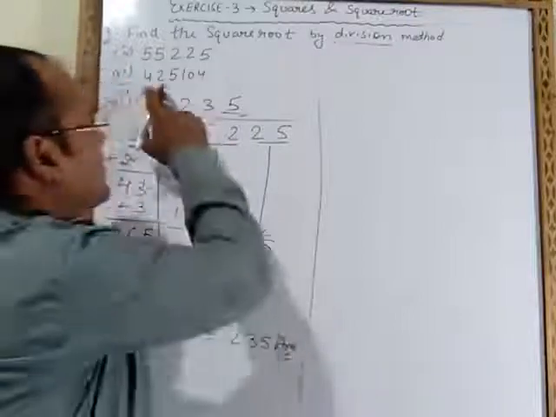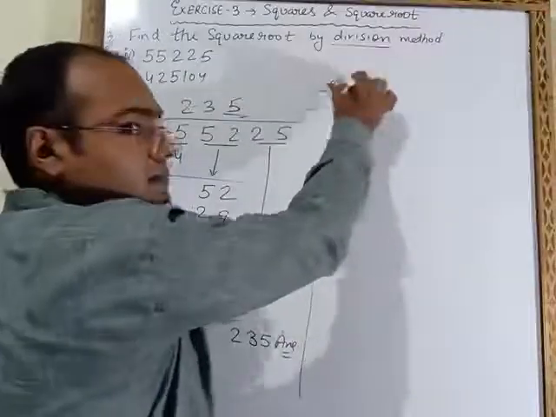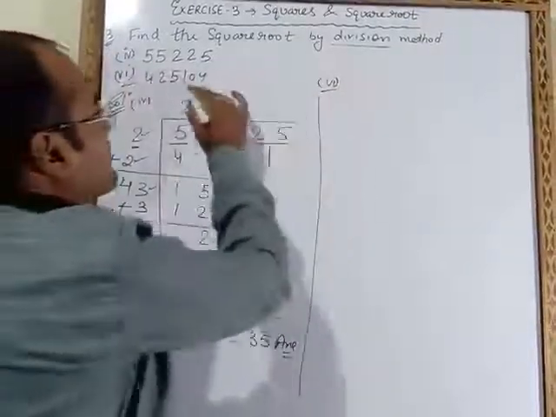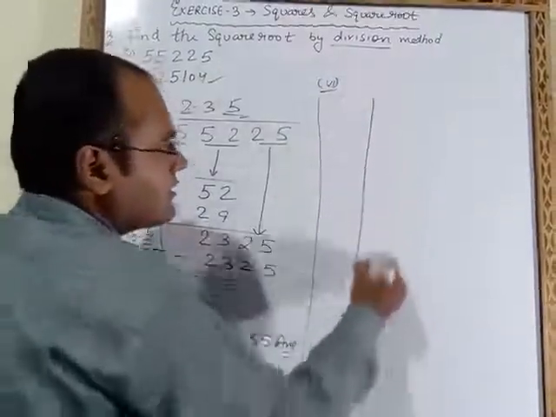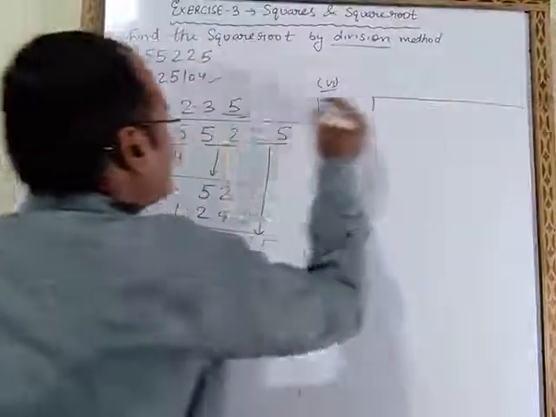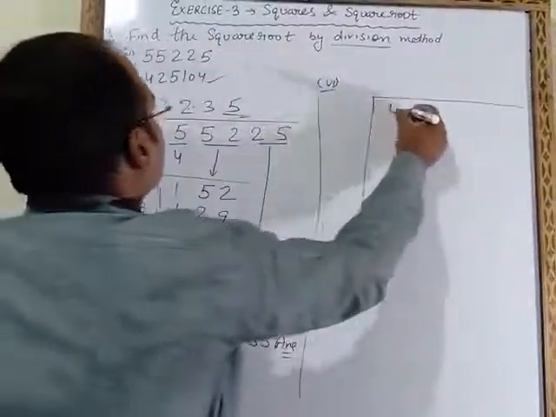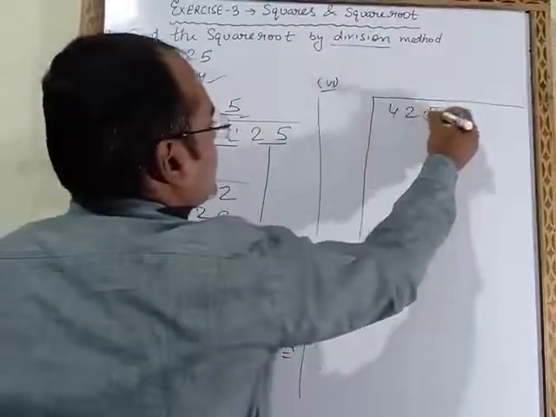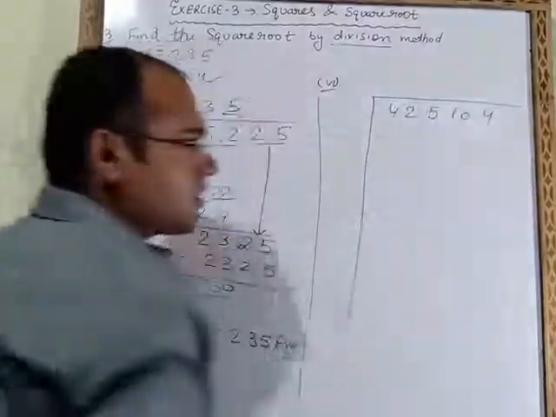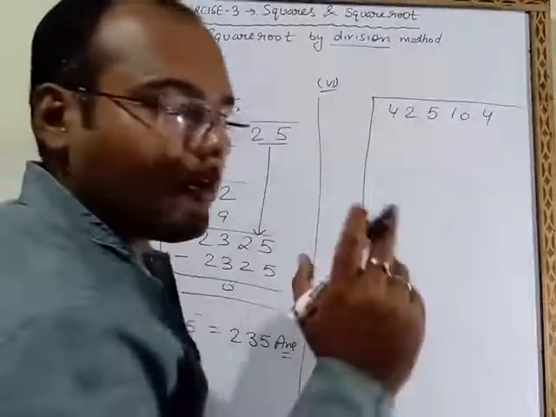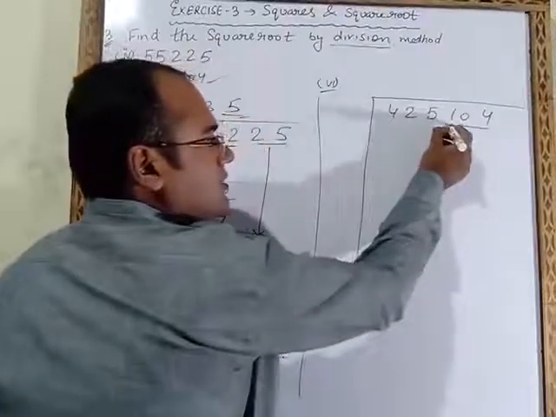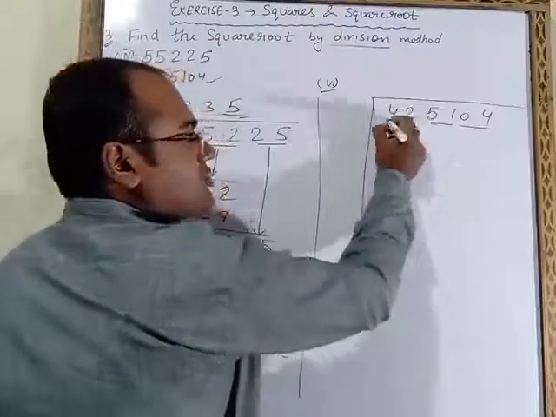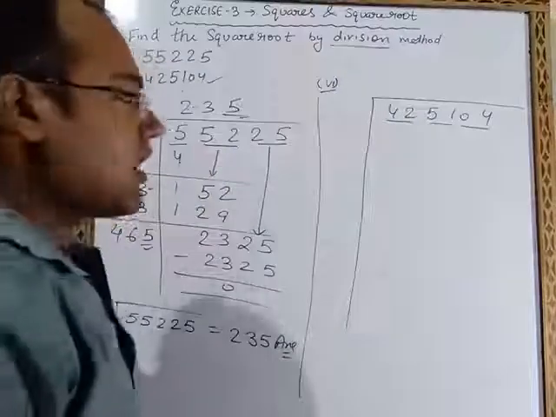Now see one more part. Part number 6. The sixth part is you have to find the square root by division method. So first of all we have to draw a line like this. Inside this we will fill 4,25,140.4. Now what will be the next step? From the end we have to underline two numbers. These two together, these two will come together, and these two will come together.